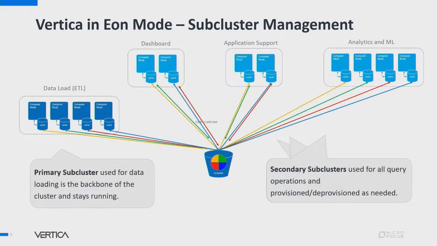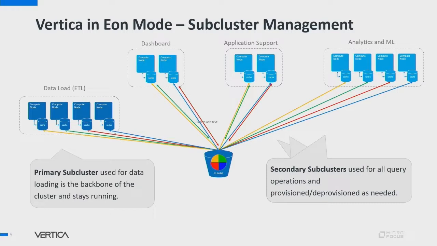One of the most striking features of Eon mode is subclusters. Users can divide the nodes in groups called subclusters based on their computational needs. For example, ETL queries require more resources, so a database administrator can create an ETL subcluster with many nodes. This will not only help with the resource issues, but also helps in isolating the workload.